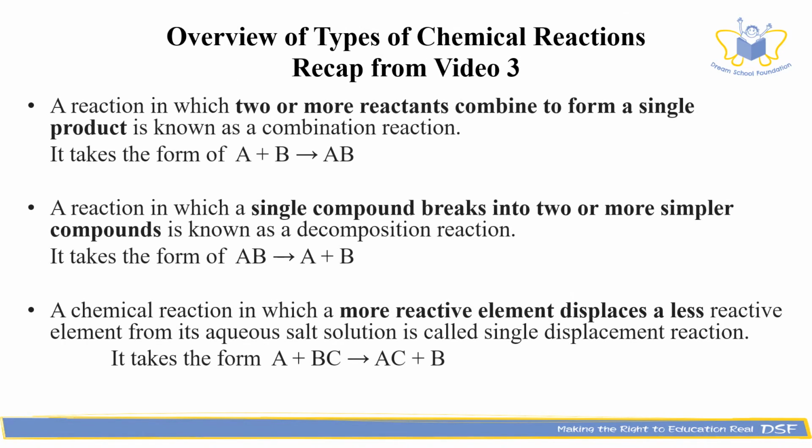The overview of types of chemical reactions, recap from video 3. First one, what is a combination reaction? A reaction in which two or more reactants combine to form a single product is known as a combination reaction. It takes the form of A plus B yields AB.